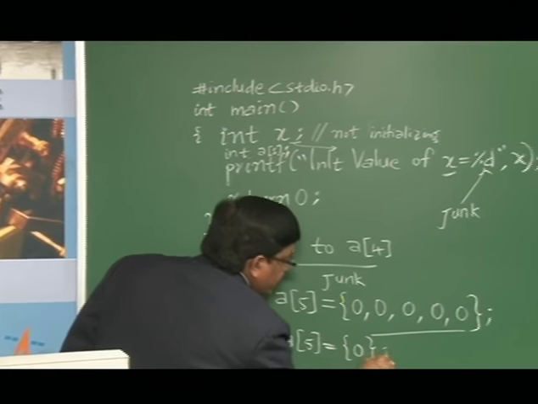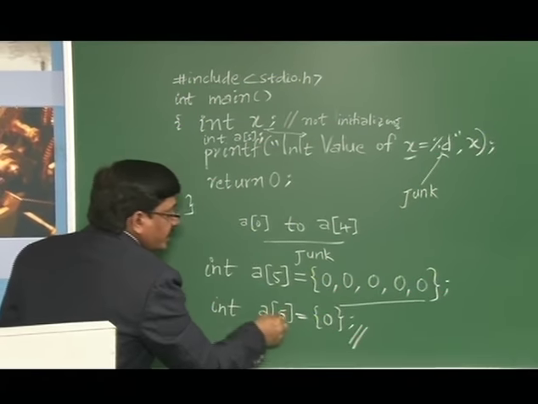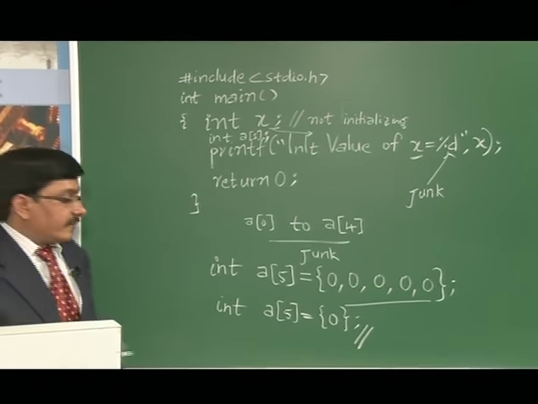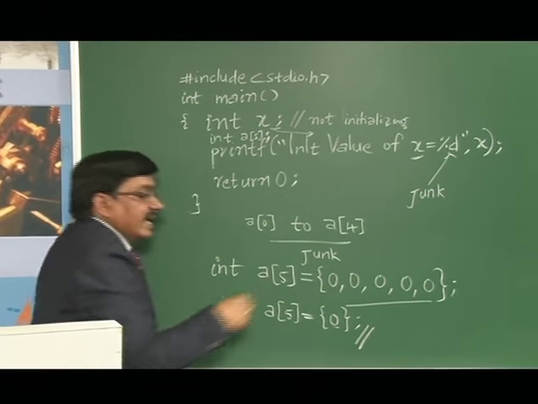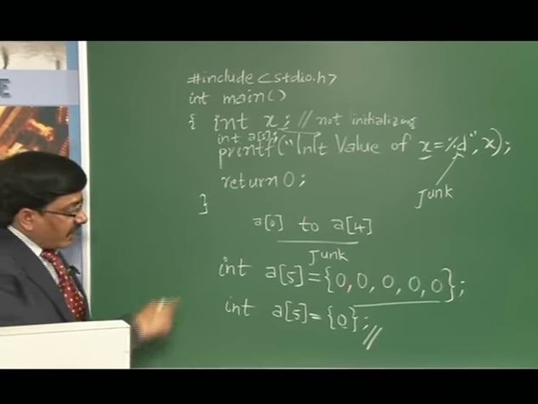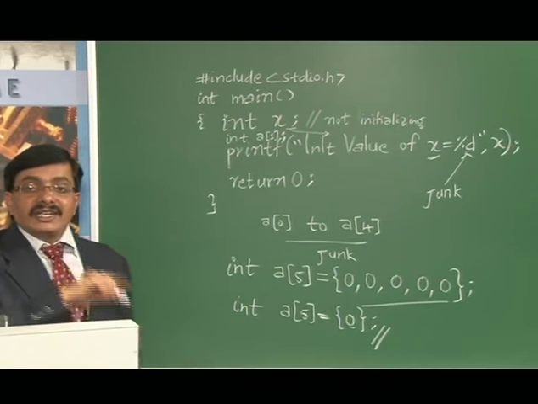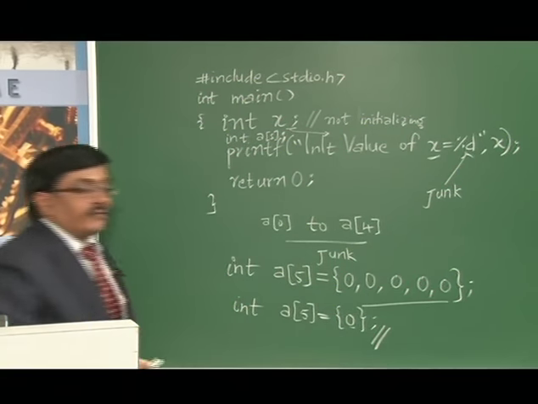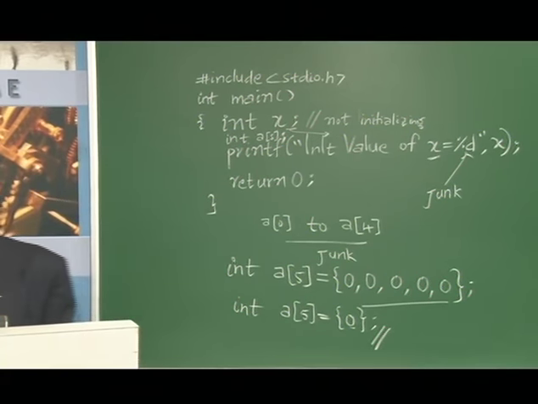So, this is sufficient because this is partially initialized. Here, a of 0 will take the value 0, and the remaining uninitialized elements, a of 1, a of 2, a of 3, a of 4, will automatically get the value 0. It is not necessary that I mention all 5 different values there.